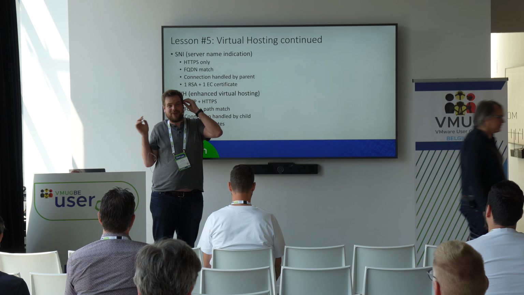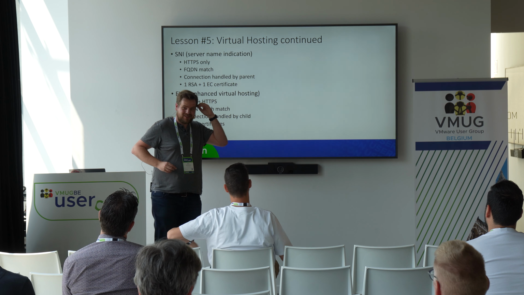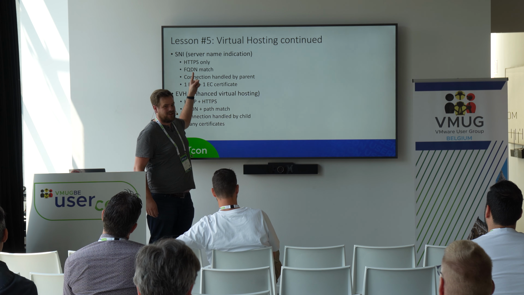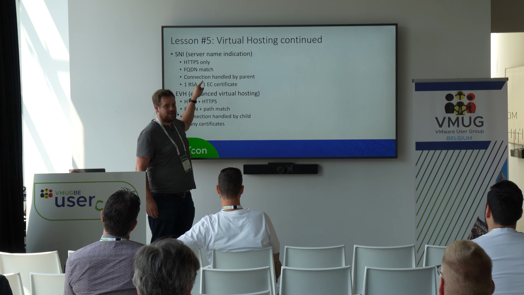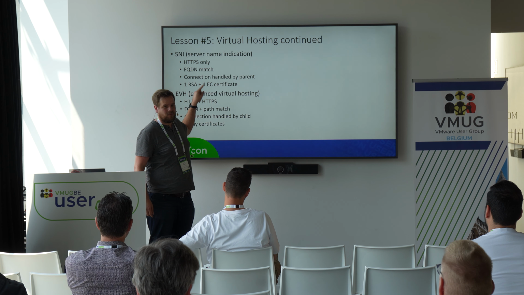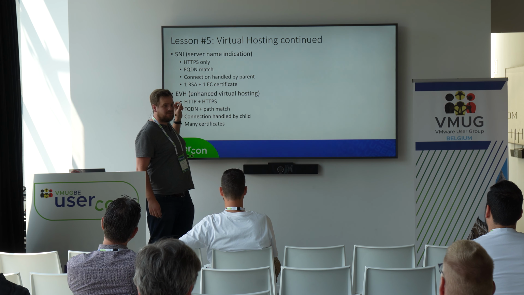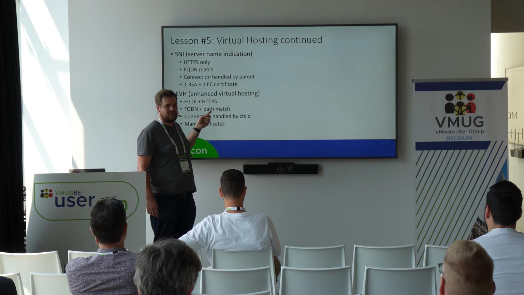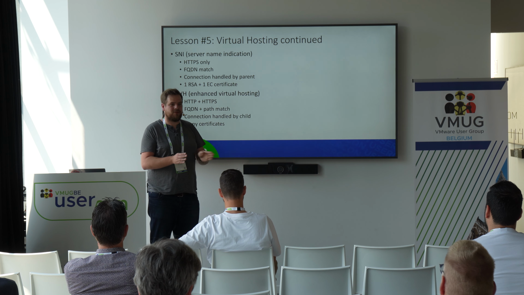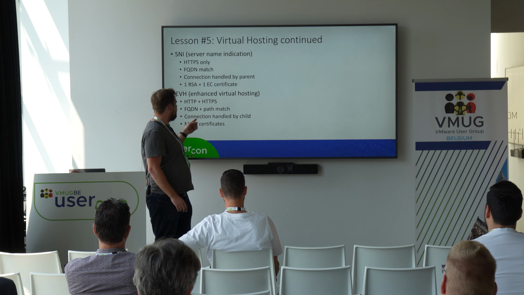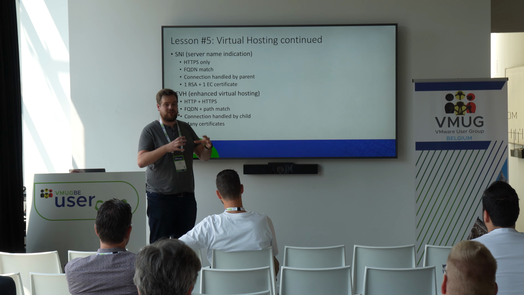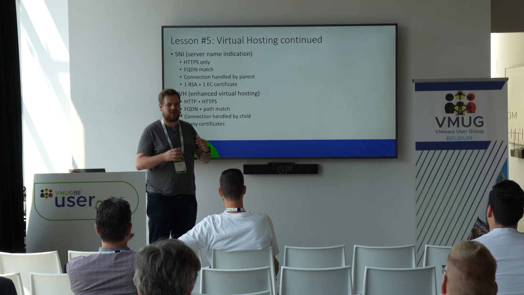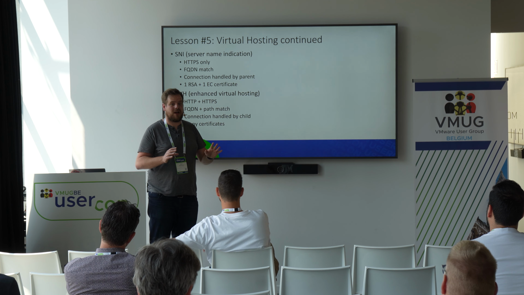So I'm quickly going to recap this for Garrett's recording. SNI matches HTTPS only, matches on FQDN only, connections are handled by the parent, one certificate, one domain. EVH matches HTTP as well as HTTPS, can match on path, so you can send traffic with the same FQDN but a different path to different pools. Connection is handled by the virtual service child and has as many certificates as you want. If you want 10 domains behind a single IP address, absolutely possible.